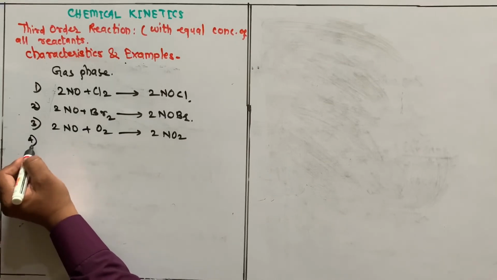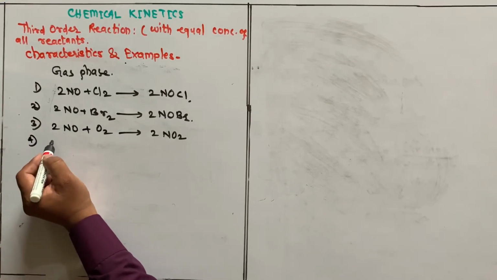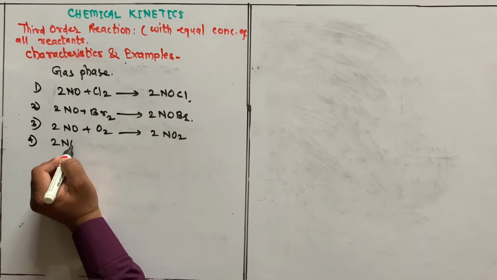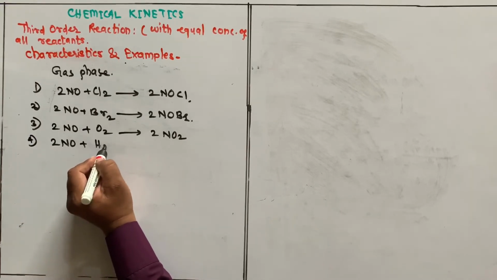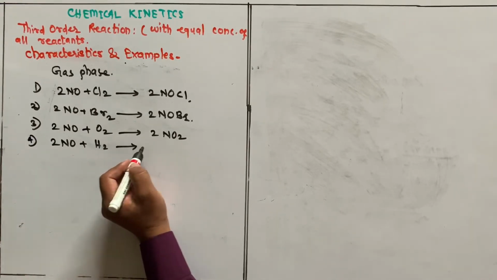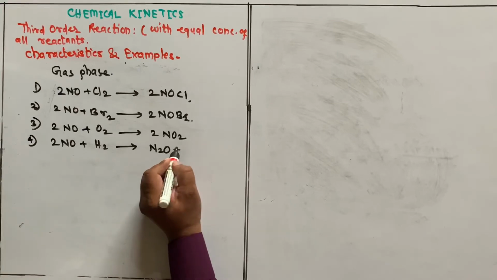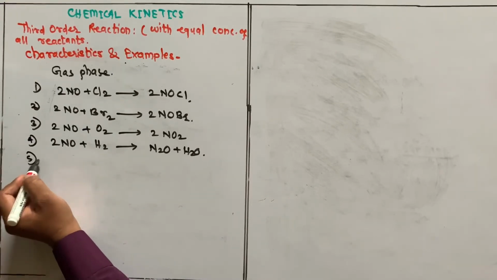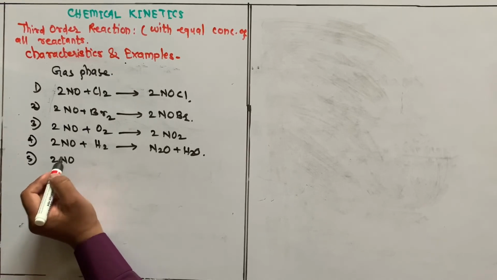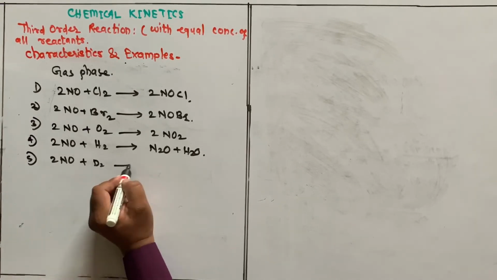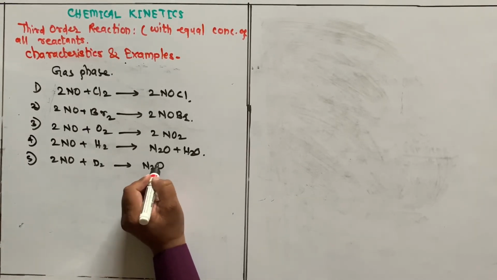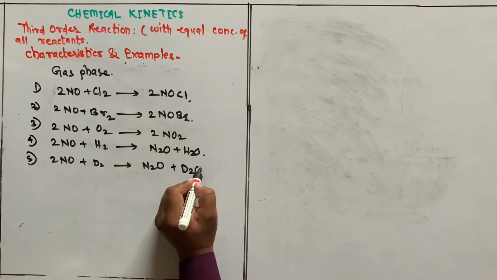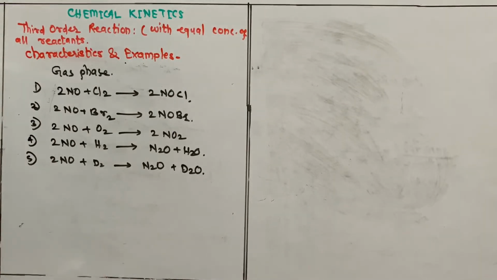The next example is 2NO reacting with hydrogen with the formation of N2O plus H2O, and the next example is 2NO reacting with deuterium with the formation of N2O and N2. So these are some examples of gas phase reactions that show a third order rate expression.